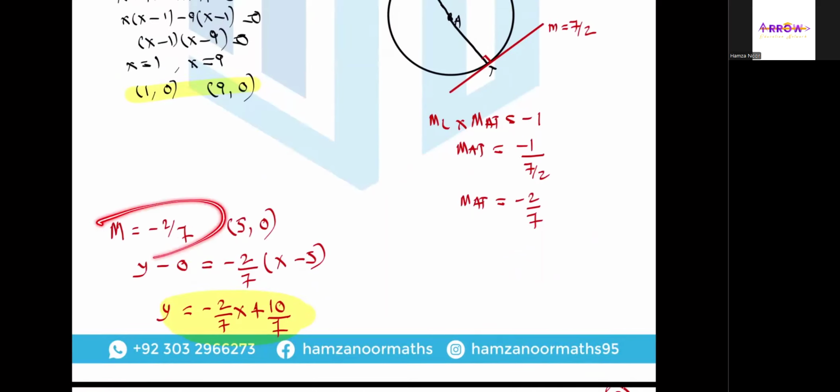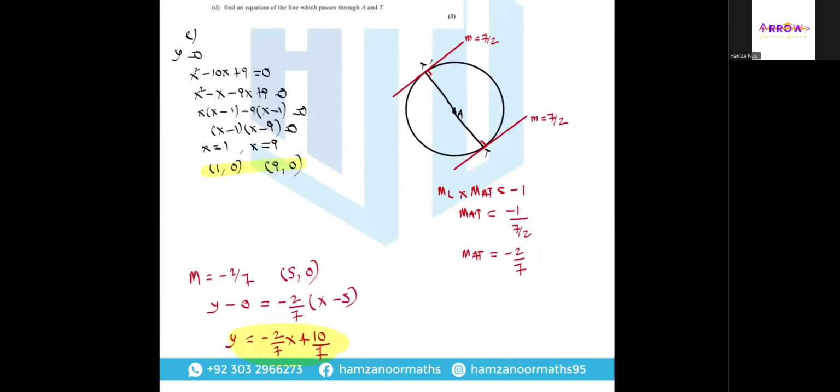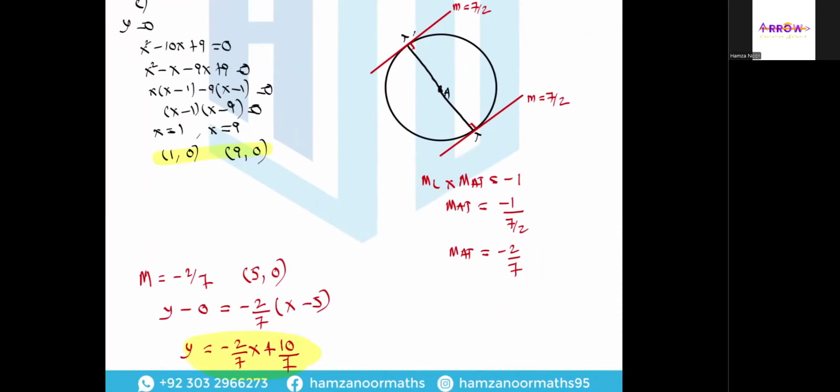So the gradient of AT is -2 over 7 and it passes through the point A, which we have already found in part A, which is (5, 0), the center of the circle. So y minus y1 is equal to m multiplied by x minus x1. So therefore y is equal to -2 over 7 into x plus 10 over 7. This is basically the equation of the line AT which we are looking for.